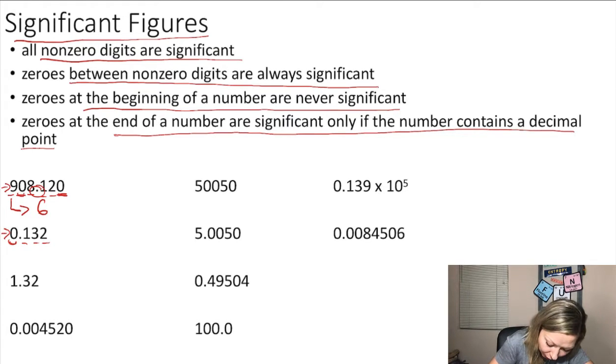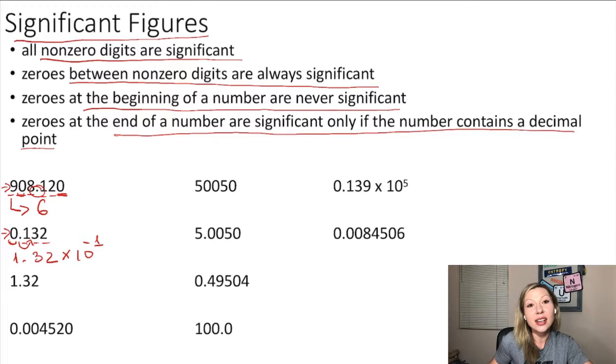So this could be rewritten as 1.32. Notice that I moved my decimal point by 1, right? Times 10 to the minus first. My zero disappeared. It was simply a placeholder. So now I can say that I definitely only have three significant digits here.